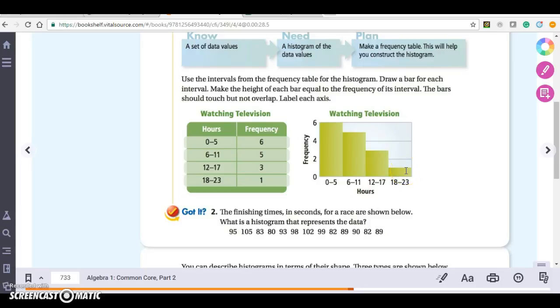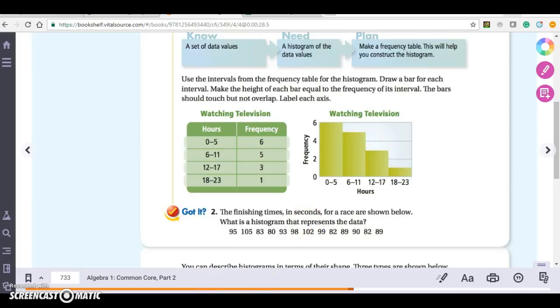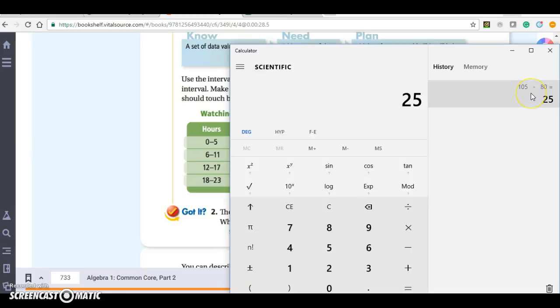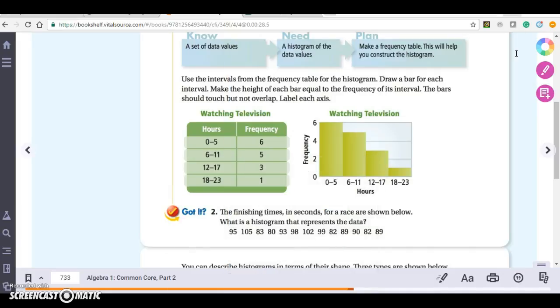So now let's try it on our own. It says the finishing times in seconds for a race are shown below. What is a histogram that represents the data? Okay, so let's do that. First, before I put it in the table, I need to figure out my interval. The lowest time is 80 and the highest time is 105. If I subtract, 105 minus 80 is 25. So it's about 26 numbers that I can actually count, I just added 1 to that. And so I'm going to do it in intervals of 5.